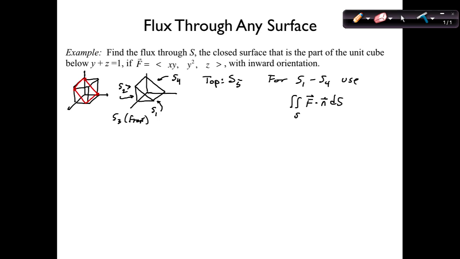All right, so we'll start with S1. So for inward orientation, we need n. What is n? So for S1, we know z equals 0, right? Therefore, we can simplify F because z is 0. So F becomes 0, 0, z.